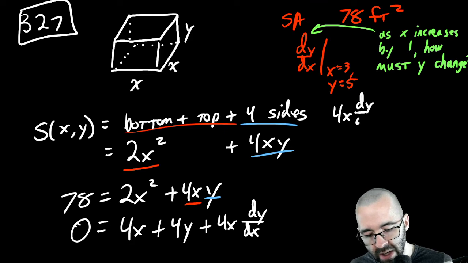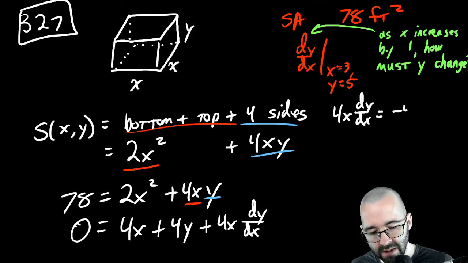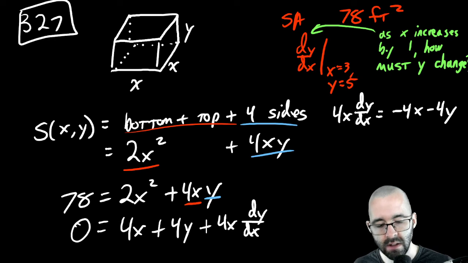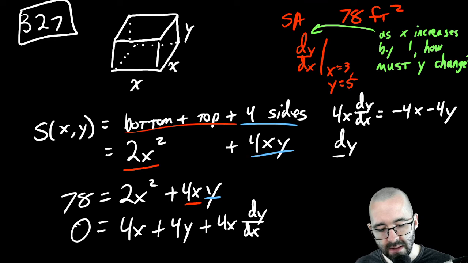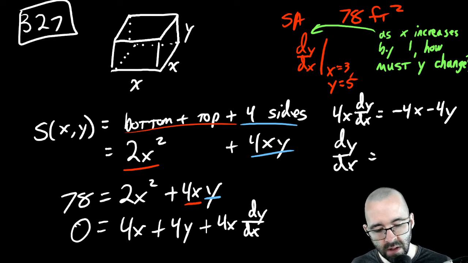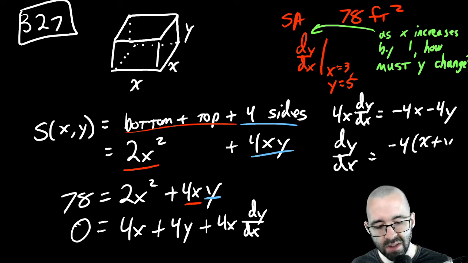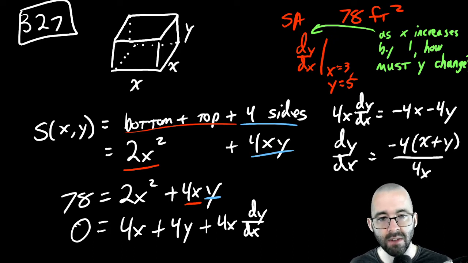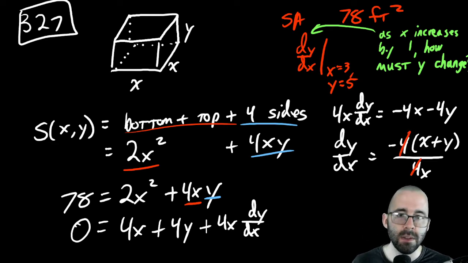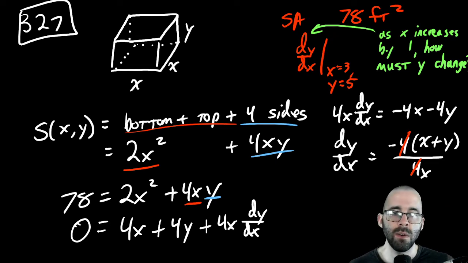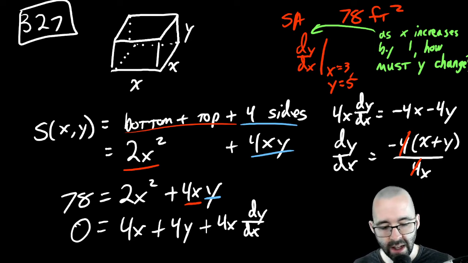So let's get 4x dy/dx by itself and subtract over everything else. Divide both sides by 4x. We're going to get negative, let's factor out a negative 4 and have an x plus y, and then a 4x over here. And the 4's cancel. That's our slope. And specifically, we want to know about the slope when our base is 3 foot by 3 foot and our height is 5 feet.